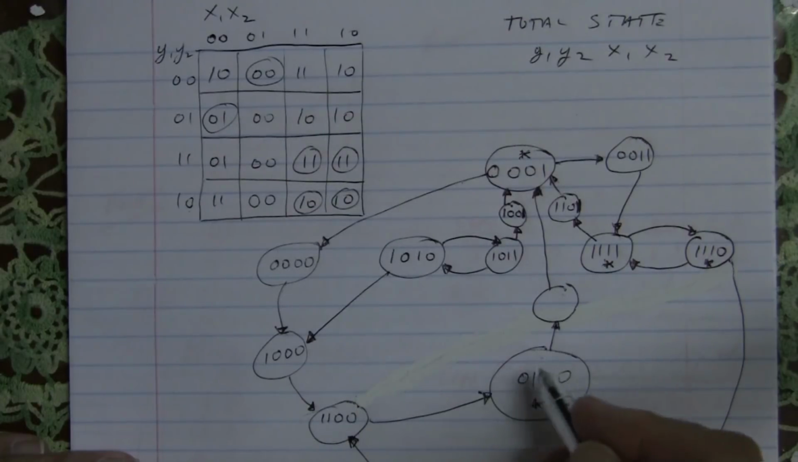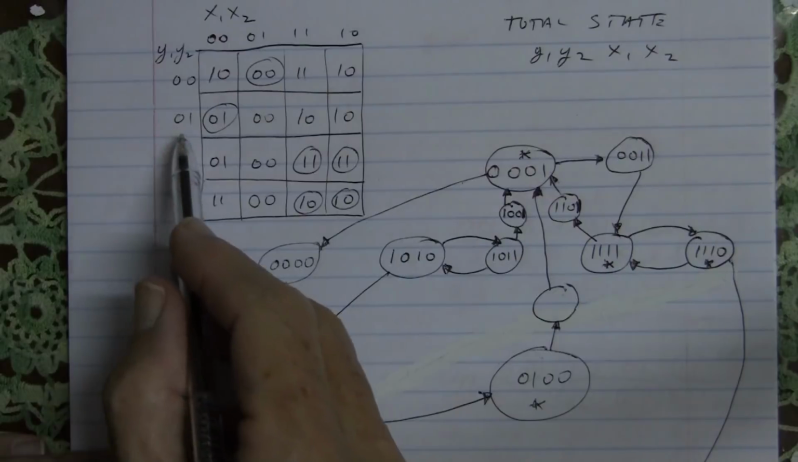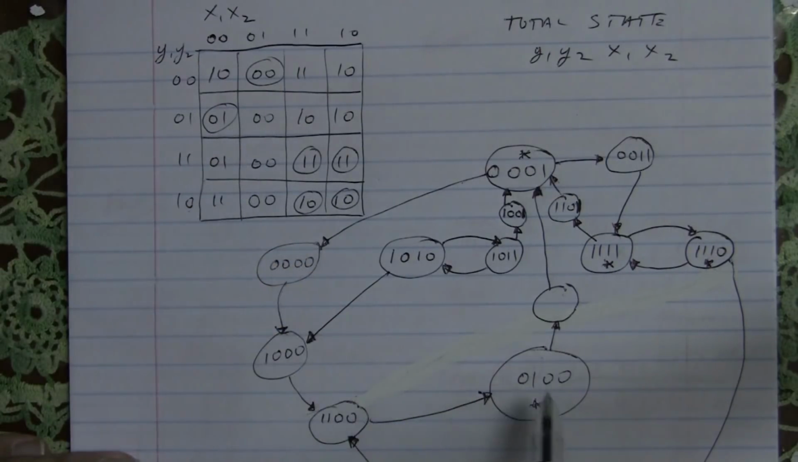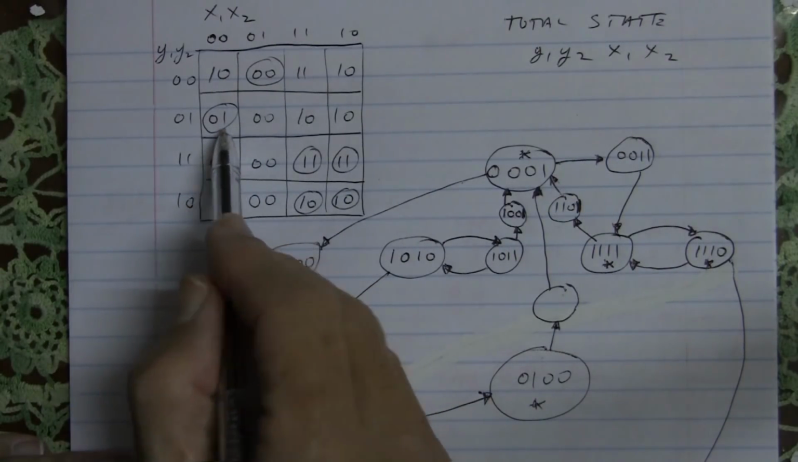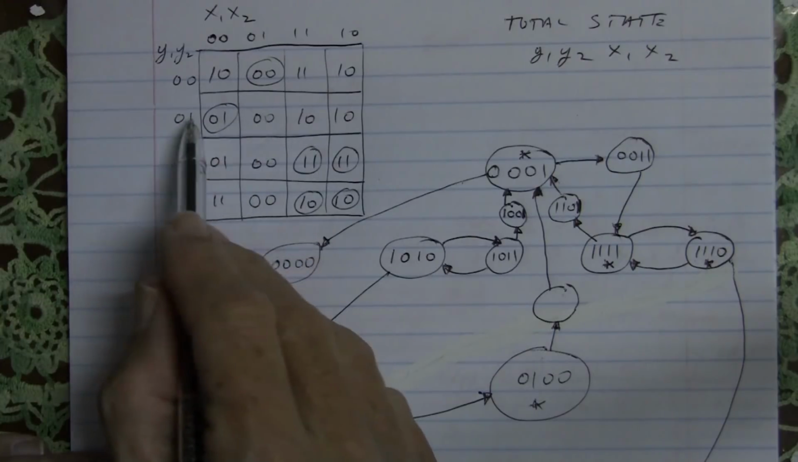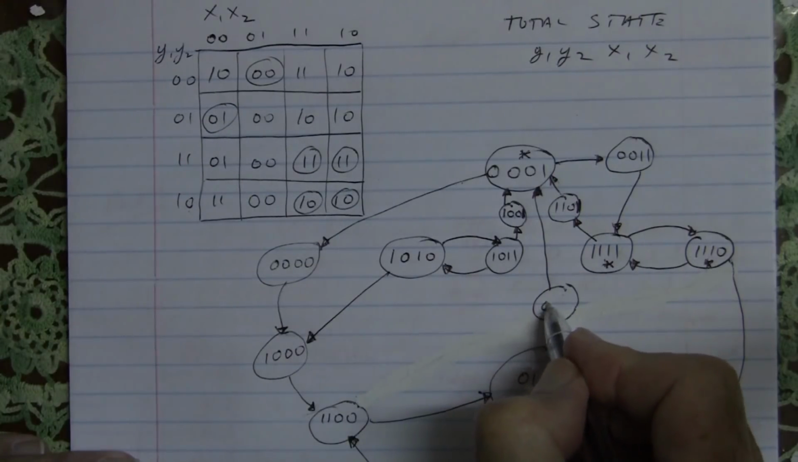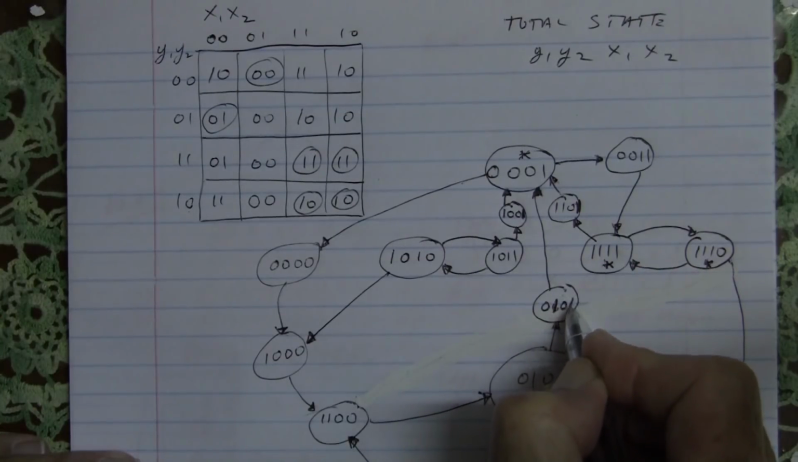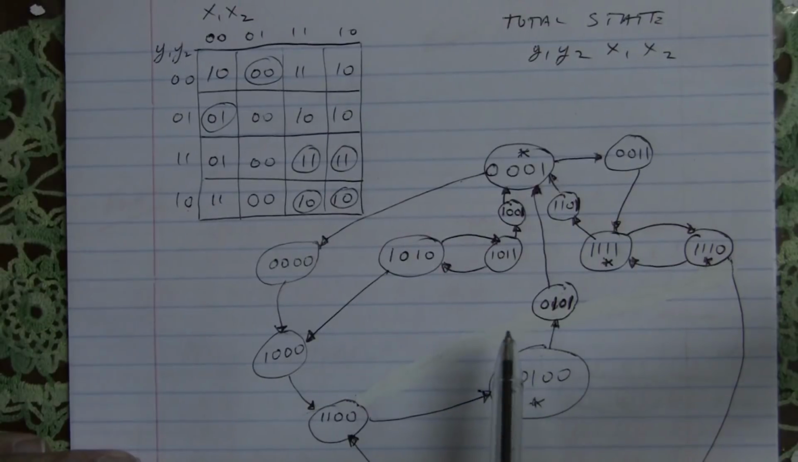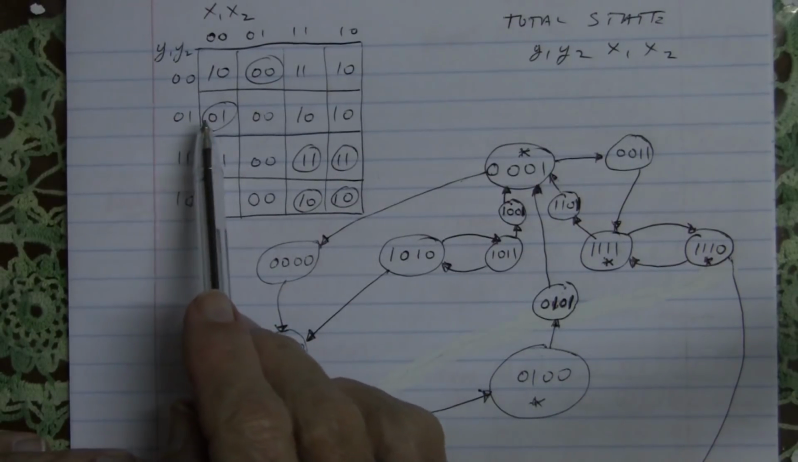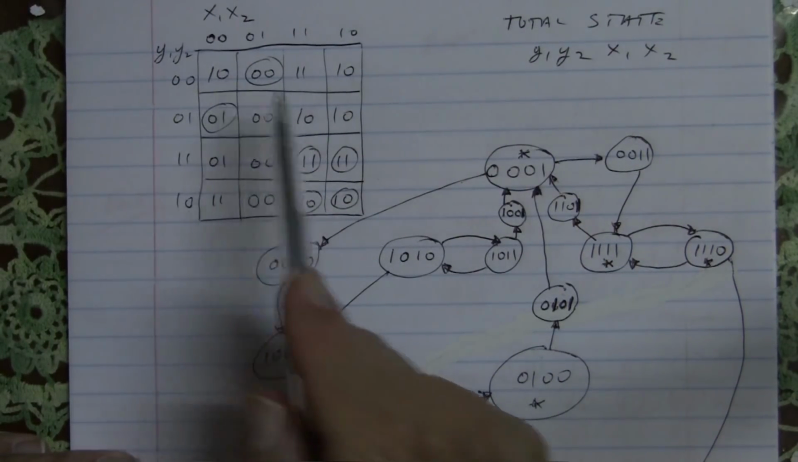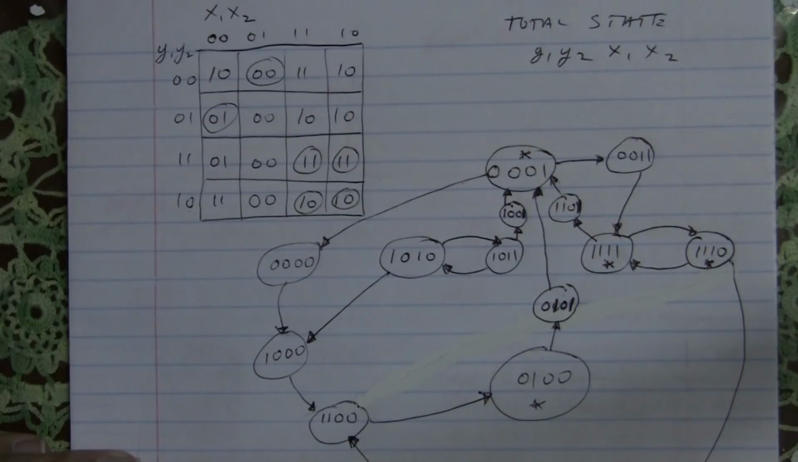So as we can see here, this goes from 0100 to 0101. And that carries it back to 0001.